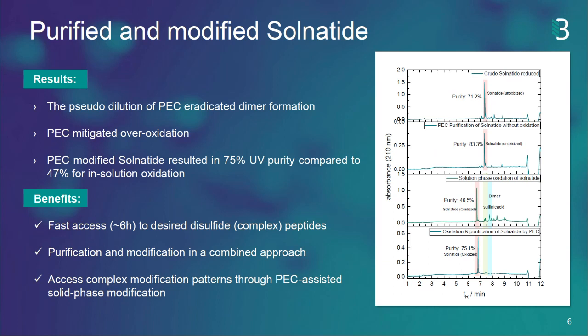So what are the benefits of this process? We can achieve the disulfide in a short period of time. Within 6 hours, the oxidation and purification are finished. This whole technique is a combined approach of purification and modification. So I hope I convinced you that with our modification technology, one can synthesize a complex peptide like solanitide, where we can modify and purify in a single shot.